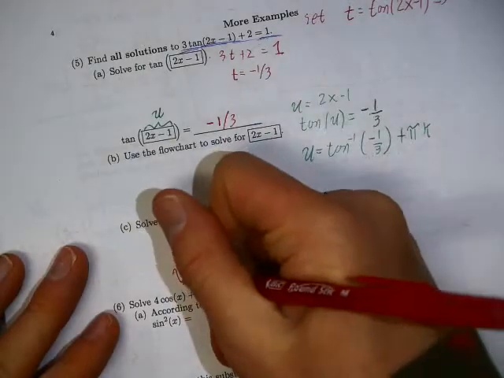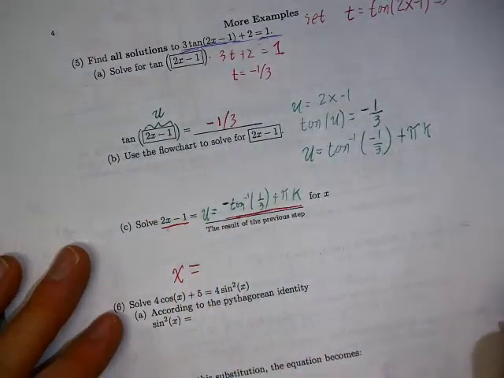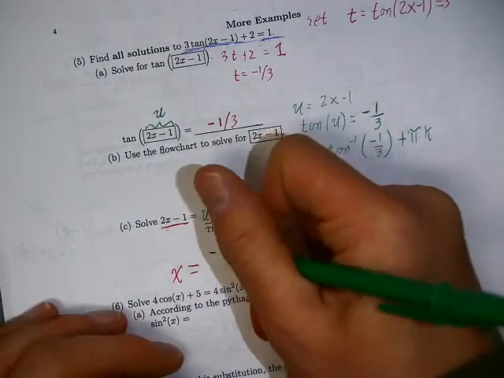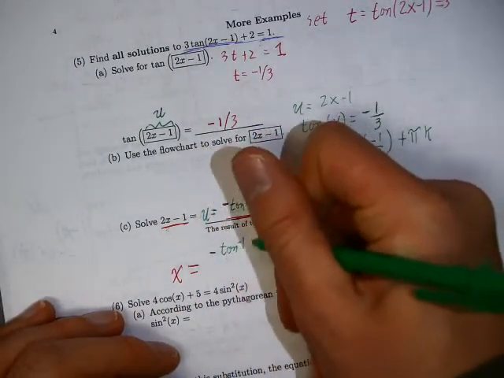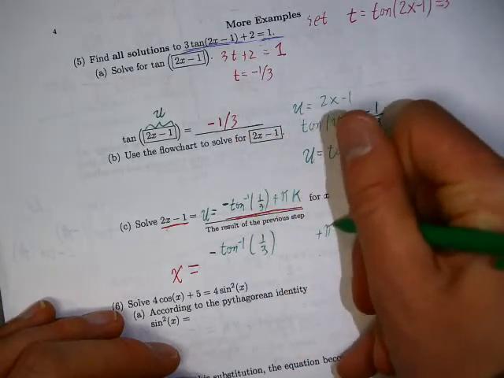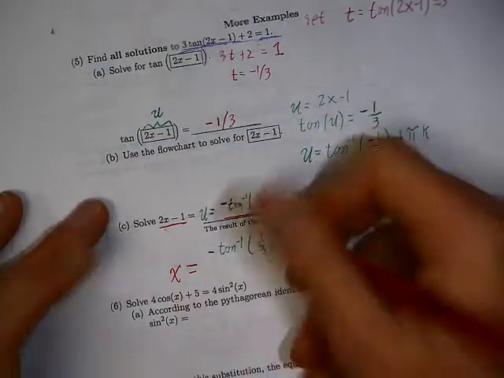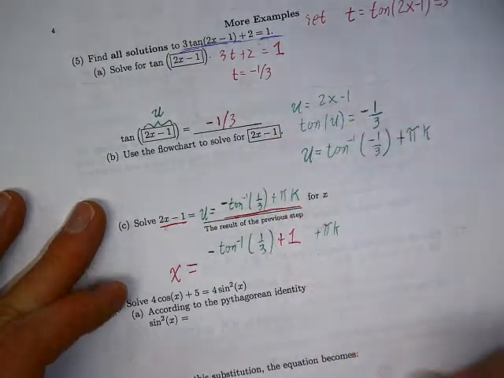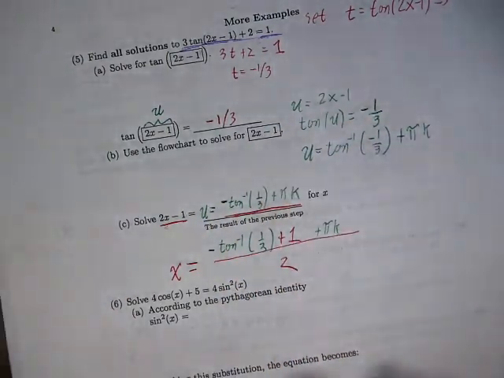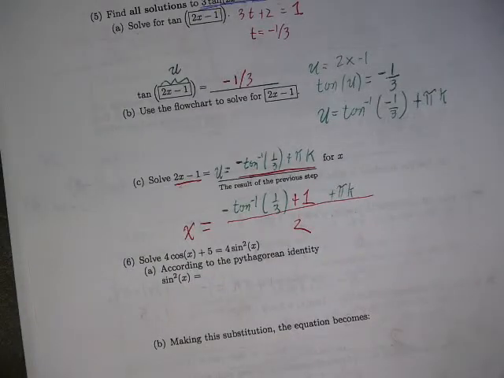We'll wind up with x equal to, maybe color coding will help, negative tangent inverse of 1/3 plus pi k. It doesn't matter where you put the plus 1, but maybe it seems most natural to have it right there. Divided by 2. Everyone feel pretty okay about that? Cool.